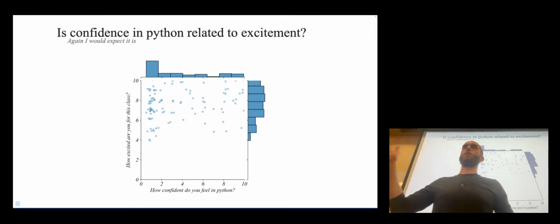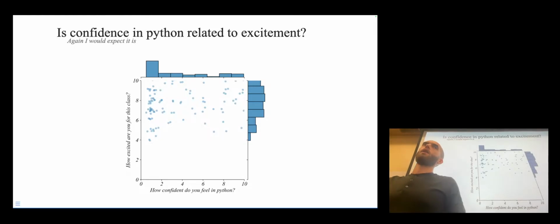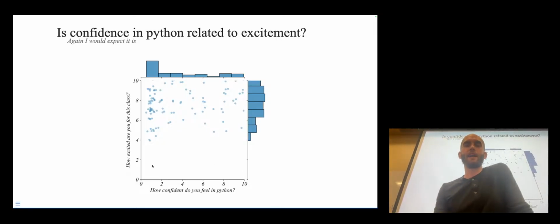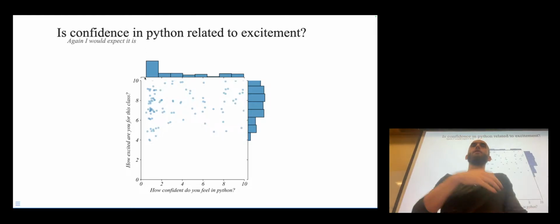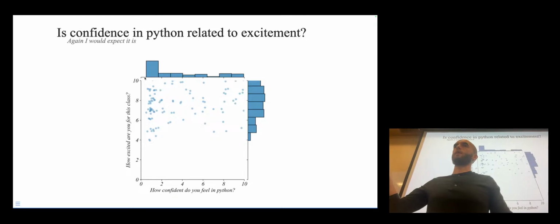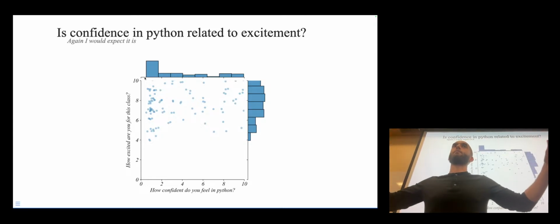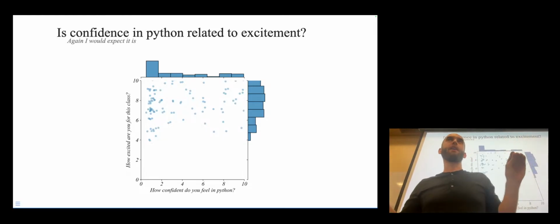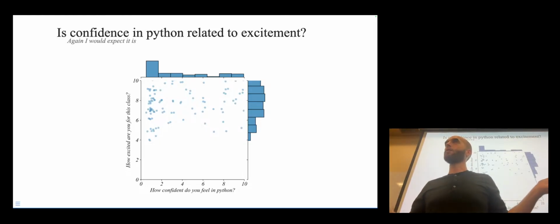So just like we did with Excel, we're going to look at the relationship between Python confidence and excitement for this class. And what you can see is the histogram at the top here is just the distribution of your confidence in Python. And as I showed you earlier, most people in this class, understandably, are not that confident in Python. For a lot of you, this is your first time working in code.